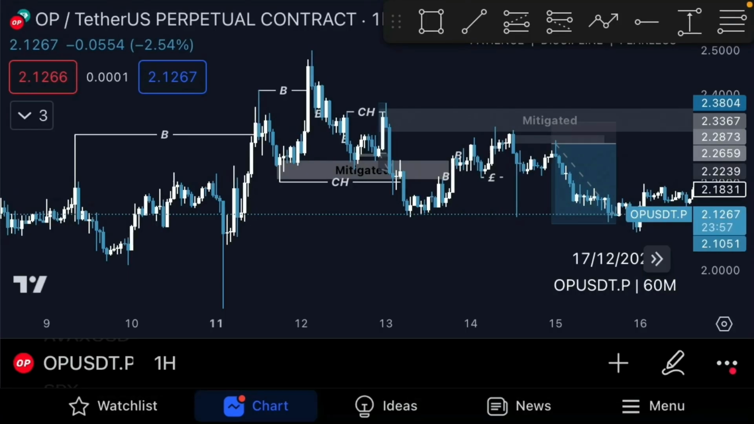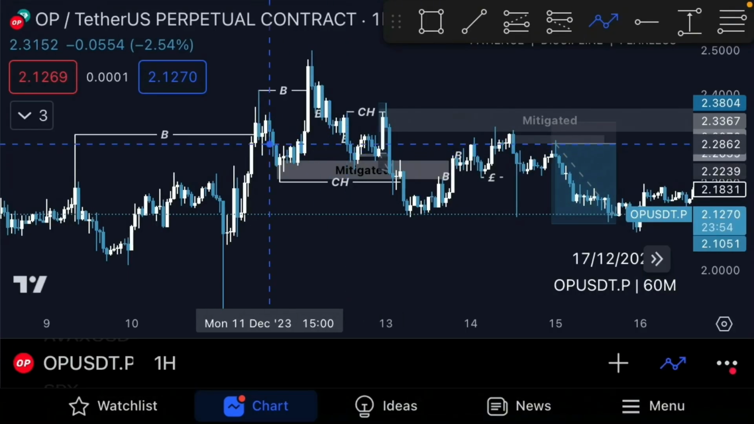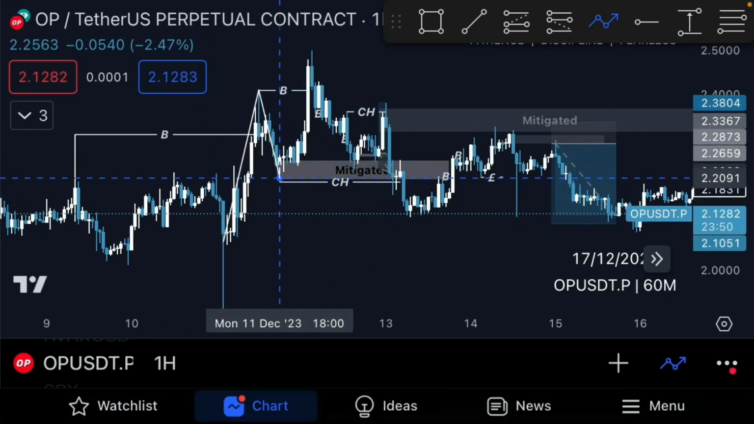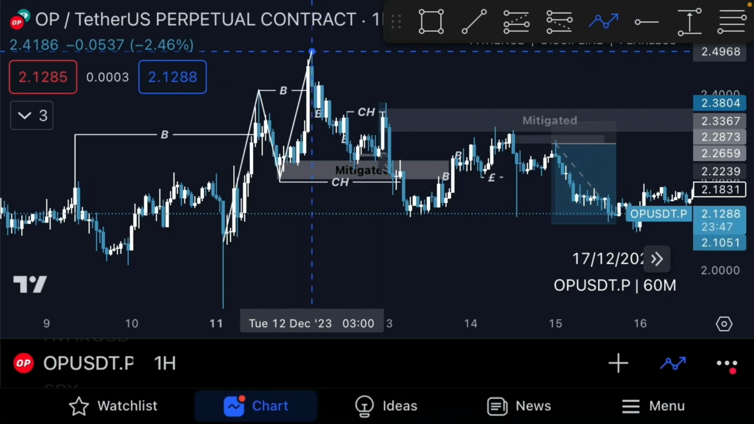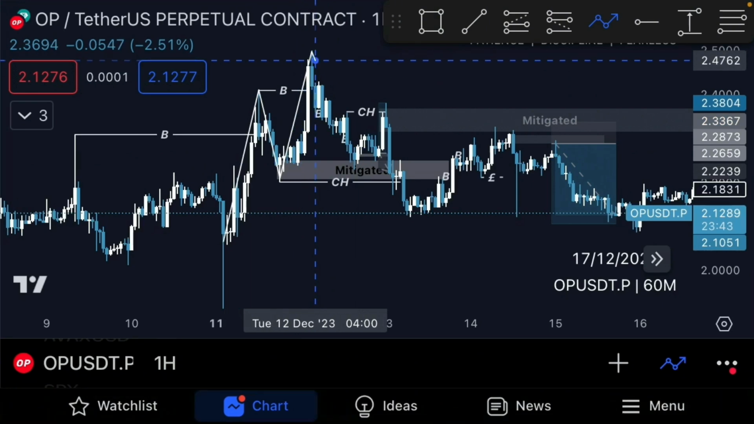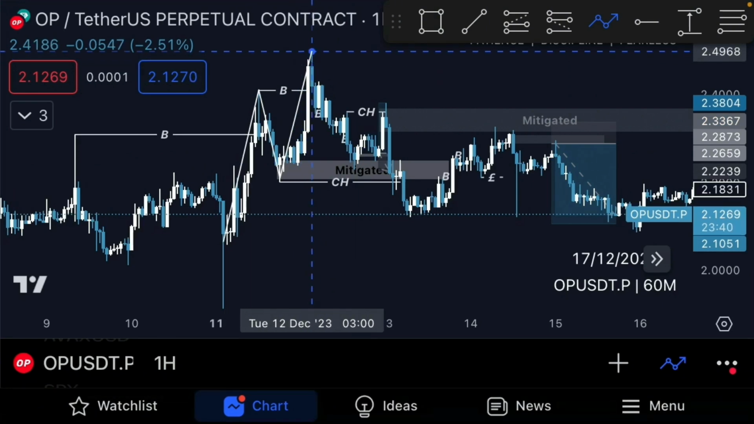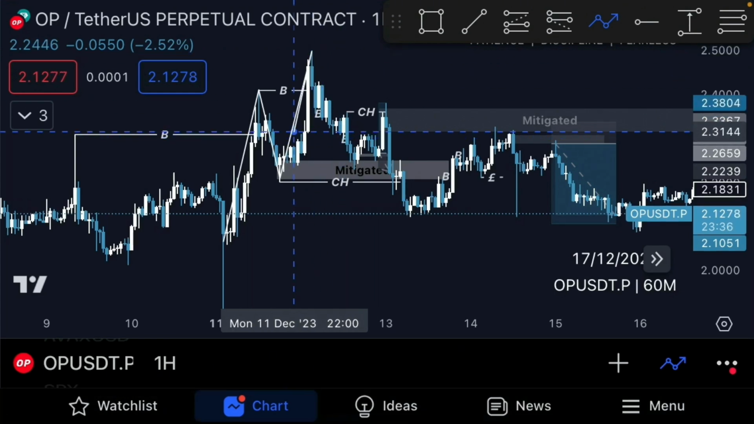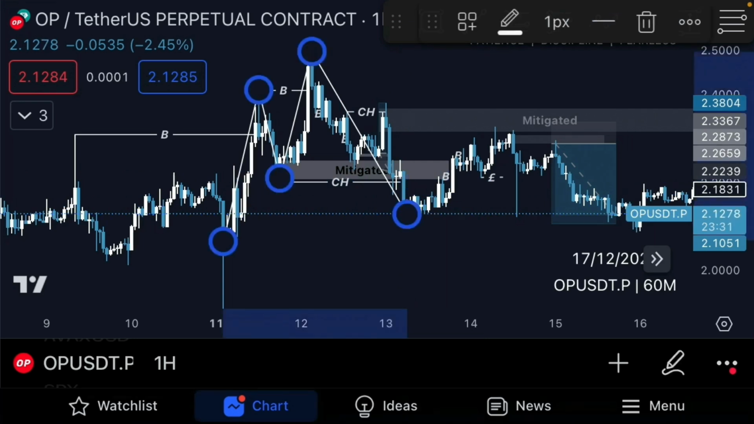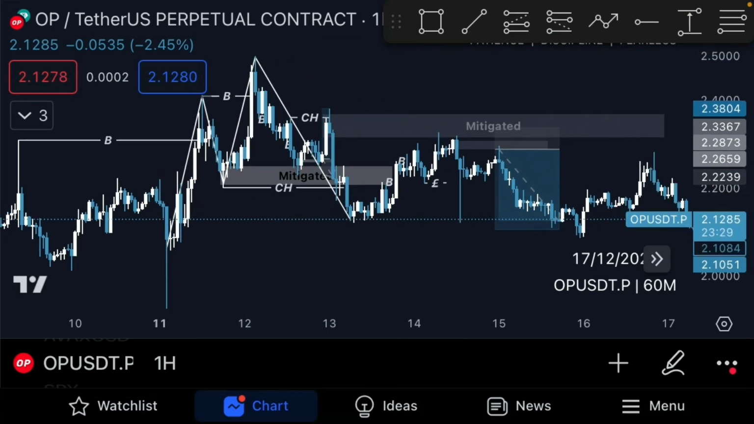For the OP/USDT, we can see that prices were bullish at this area. Then we mitigated that zone and we had a break of structure at this area. Then we're waiting for prices to reverse and give us another break of structure, which will break and close above this structure, which is 2.4968, but we did not get to see that, and we broke the recent low, which is forming a change of character, or a bearish change of character.